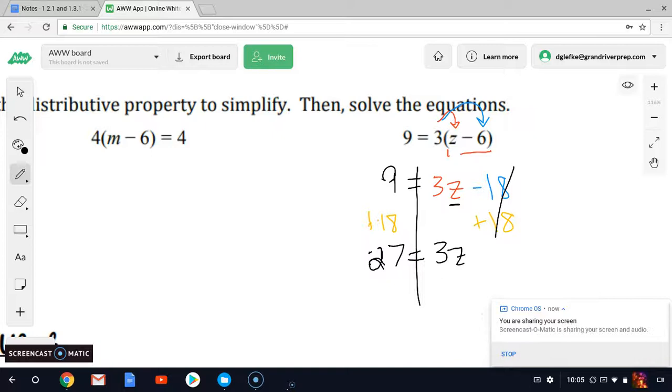So now we want to go ahead and get rid of the 3 that is next to our variable. And if we look, they're squished together. So when they're squished together, we know that they're being multiplied. To undo multiplication, we are going to divide both sides by 3.